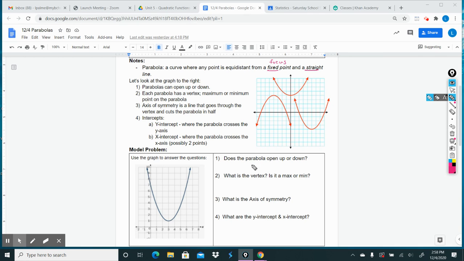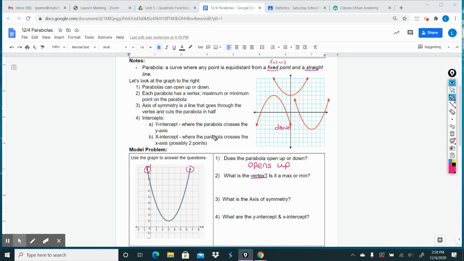So does this parabola open up or down? With a parabola, you look at where the arrows are. These arrows will help you indicate whether the parabola opens up or down. Since they are pointing in the upward direction, this parabola opens up. If it opens down, this type of parabola is opening downward because the arrows are pointing down.